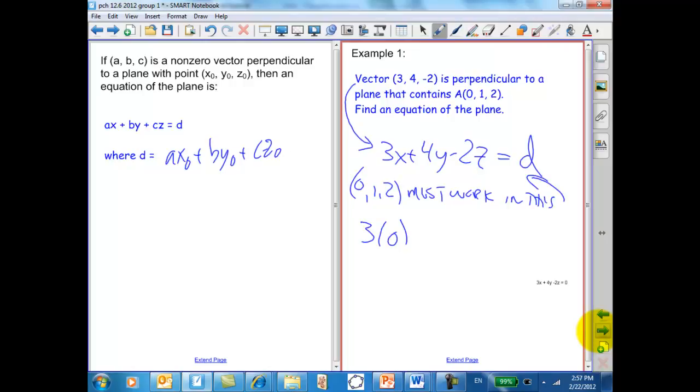So yeah, just solve for d by putting 0 in for x, 1 in for y, and 2 in for z. And we get d equals 0. So 3x plus 4y minus 2z equals 0.